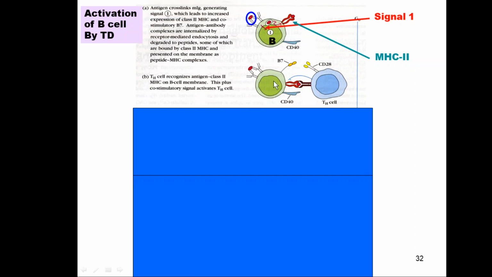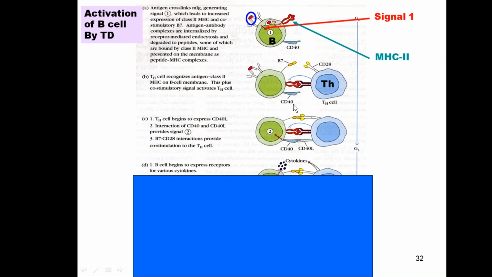There is the T cell and there is the T cell receptor. Here the secondary signal is CD40 present on the B cell, which binds with CD40 ligand. CD40 ligand is present on the T cell, and there is B7 which is present on the B cell, and CD28 which is present on the T cell.